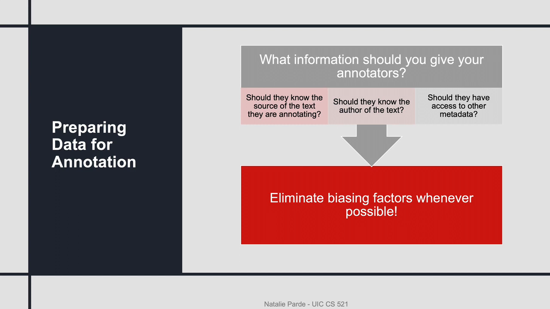All of this information could potentially bias your annotators, which you should avoid. However, in some cases it might be directly relevant to the annotation task to include some of this information. For example, knowledge of the speaker or author can be highly useful for identifying subtle forms of sarcasm.